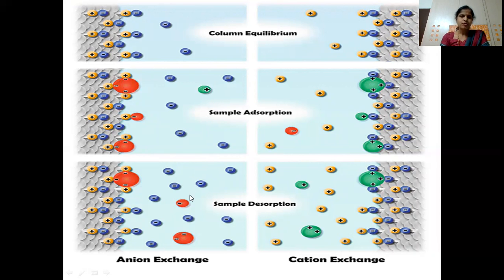Now after some time, we need to remove the negative ions of the sample also. So for that, we have to change the pH of the mobile phase, that is, the buffer pH. By changing the buffer pH value, slowly the negative charge can also be replaced back with the negative ions which are present in the buffer. So that is nothing but sample desorption. So first thing is column equilibration takes place, then sample adsorption, then sample desorption.